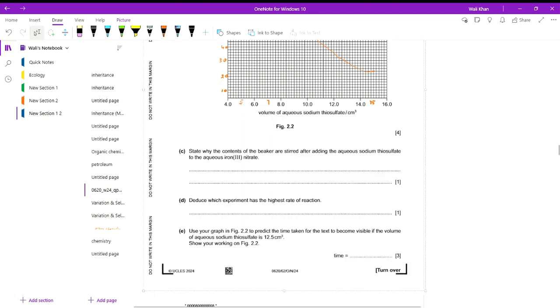State why the contents of the beaker are stirred after adding the aqueous sodium thiosulfate to the aqueous iron nitrate. To mix the reactants. Deduce which experiment has the highest rate of reaction. Experiment 1.